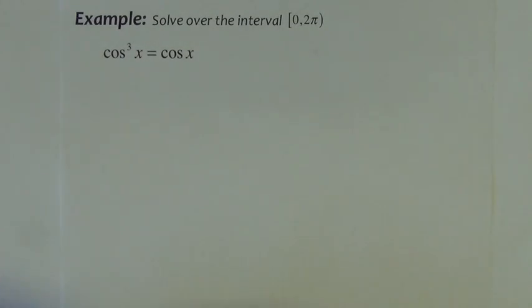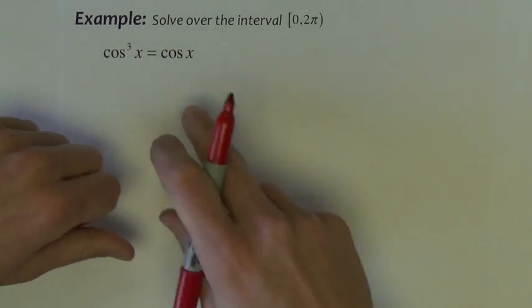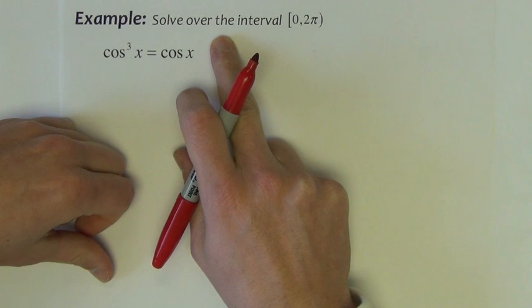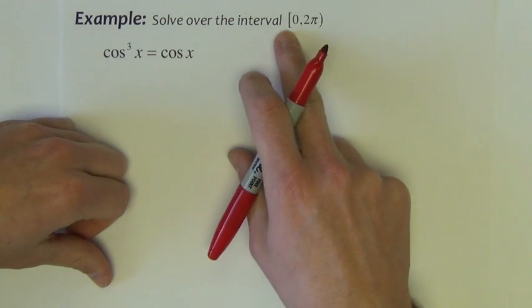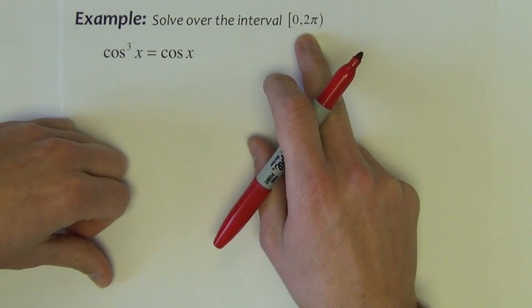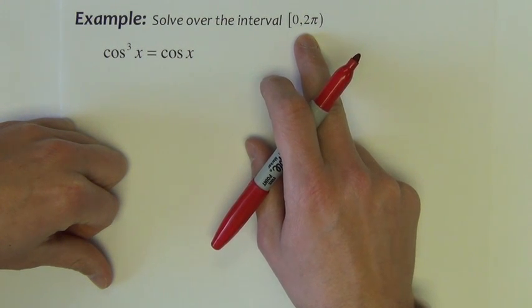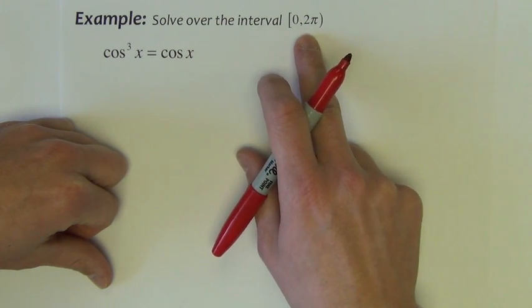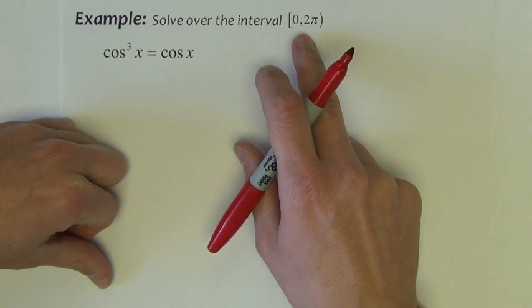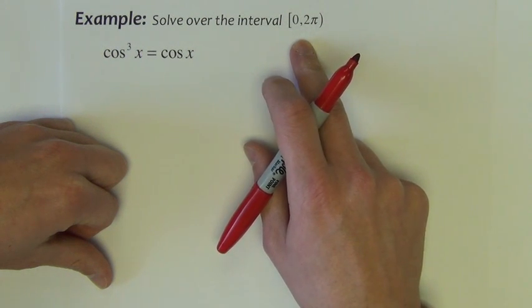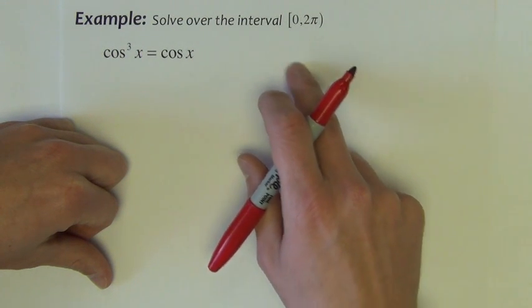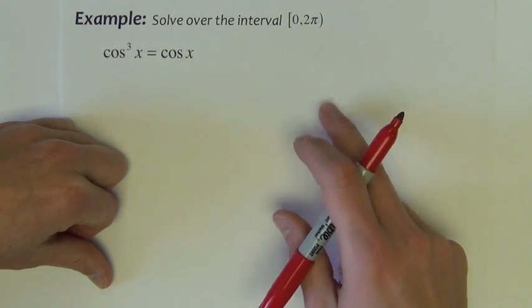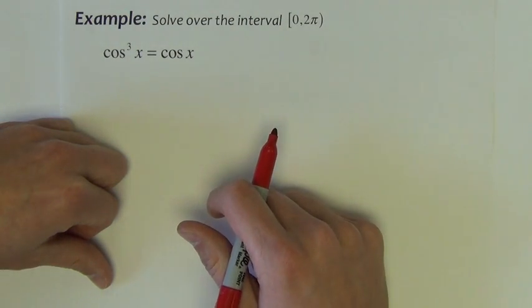Now, with all of these problems, you're going to find the directions are going to say solve the equation, or solve over the interval 0 to 2 pi. The first few examples that we're going to do together are all going to say over the interval 0 to 2 pi. So we are only interested in solutions as they appear on the circle one time around the circle. That's what the 0 to 2 pi means.